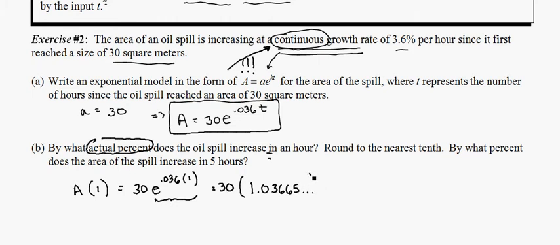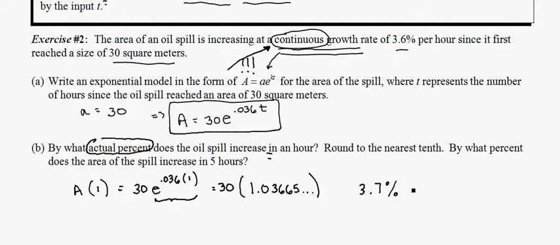It's going to be ugly because e is an irrational number. Now, what's interesting, remember, is if I'm actually growing at 3.6% per hour, I should be multiplying by 1.036. But I'm not. I'm multiplying by something a little bit bigger. And in fact, to the nearest tenth we can say that we're growing at 3.7% per hour.